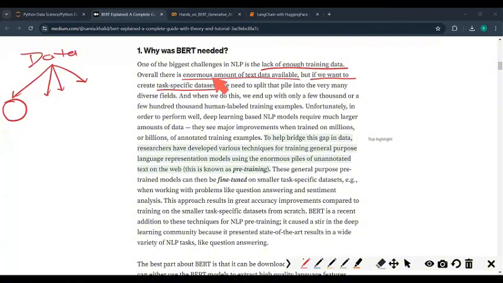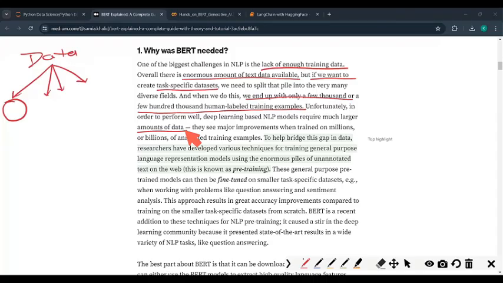So overall, there is an enormous amount of text data available. But if we want to create task-specific data sets, we need to split that data into many diverse fields. And when we do this, we end up with only a few thousand or a few hundred thousand human-labeled training examples. So when I divide the data into multiple domains, we have very little data for a particular domain. Domain-wise, we have very little data. So unfortunately, in order to perform well, deep learning based NLP models require a much larger amount of data.